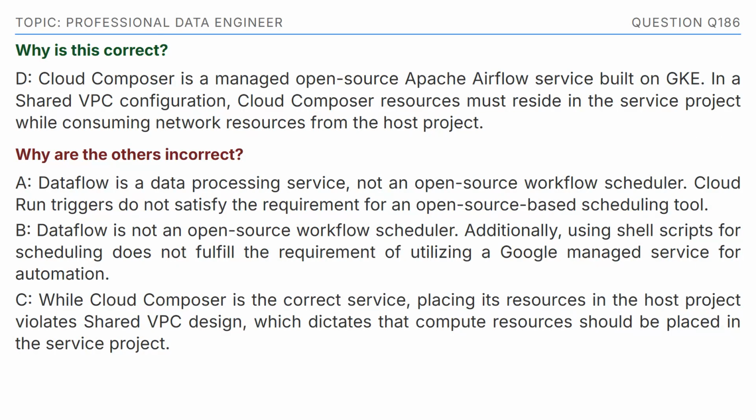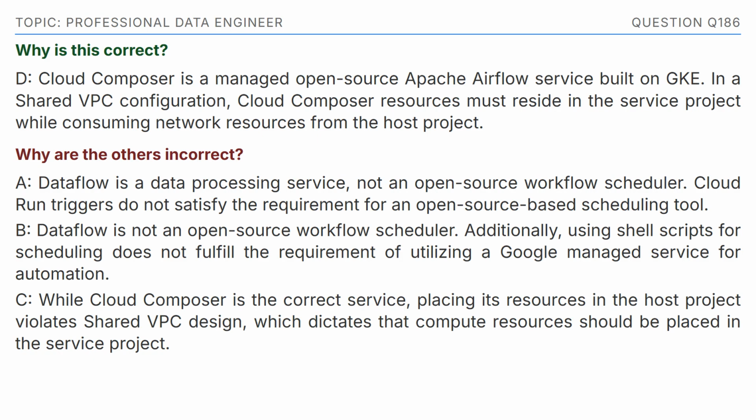Why is this correct? D. Cloud Composer is a managed open-source Apache Airflow service built on GKE. In a shared VPC configuration, Cloud Composer resources must reside in the service project while consuming network resources from the host project. Why are the others incorrect?